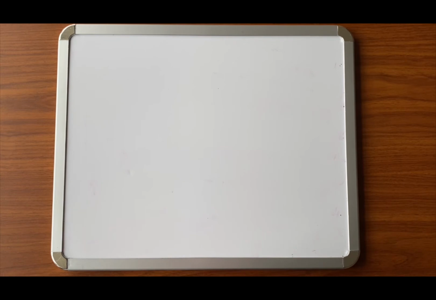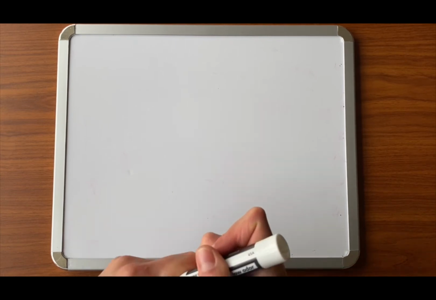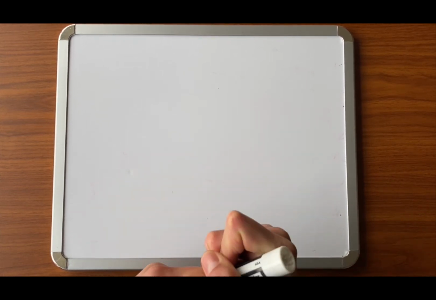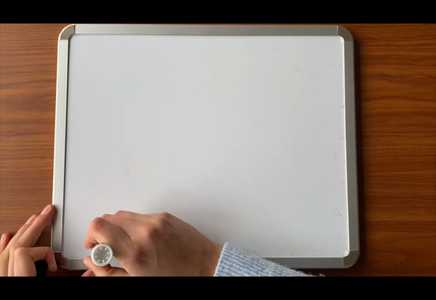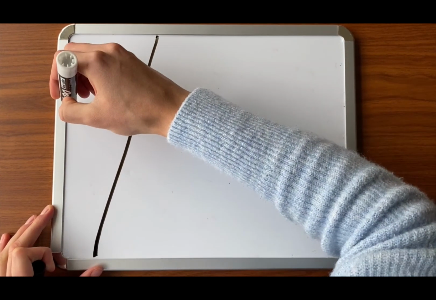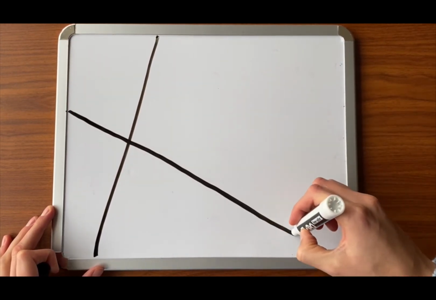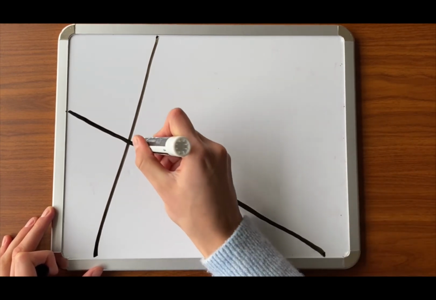Your first step is to create lots of different intersecting lines on this piece of paper or whiteboard you have. And you want to go all over the piece of paper. And your goal with this is to create lots of different triangles.